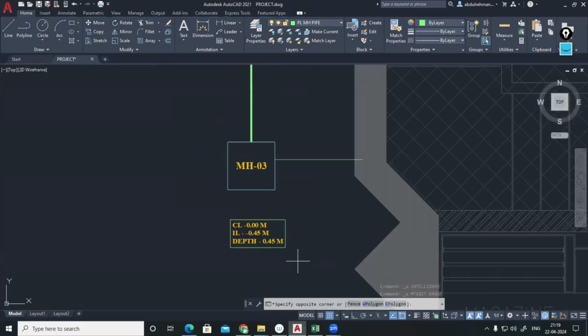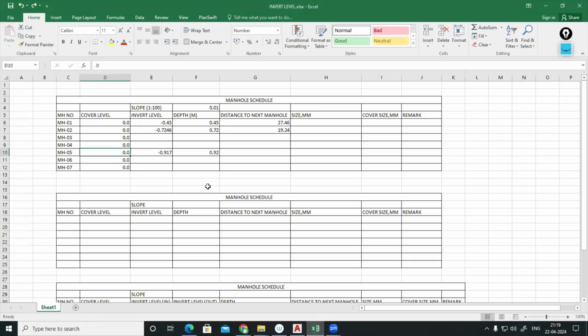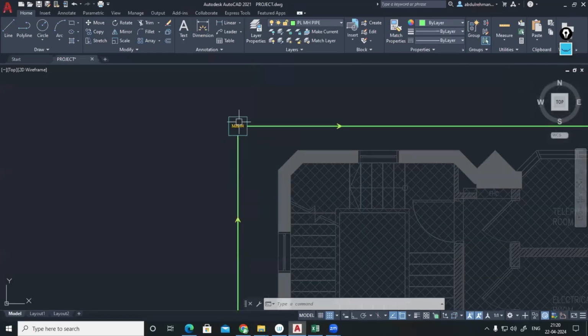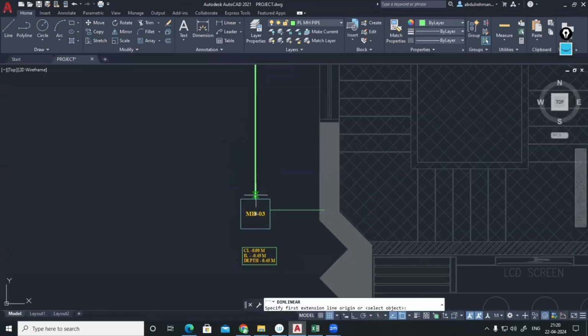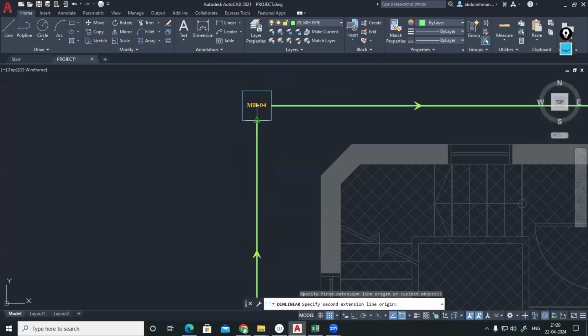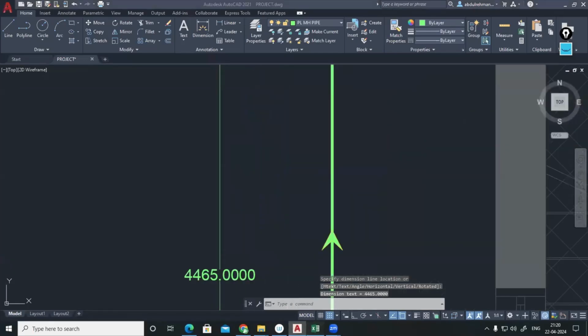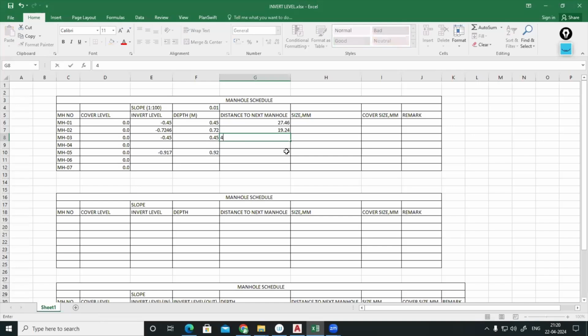Now the next one. Manhole number 3 is typical to manhole number 1. But the distance to the next manhole, from manhole number 3 to manhole number 4, outlet of manhole number 3 to the inlet of manhole number 4, we are getting 4.465. Let me select it. The distance will be 4.465. Now the manhole number 4 invert level will be this value minus length into slope.